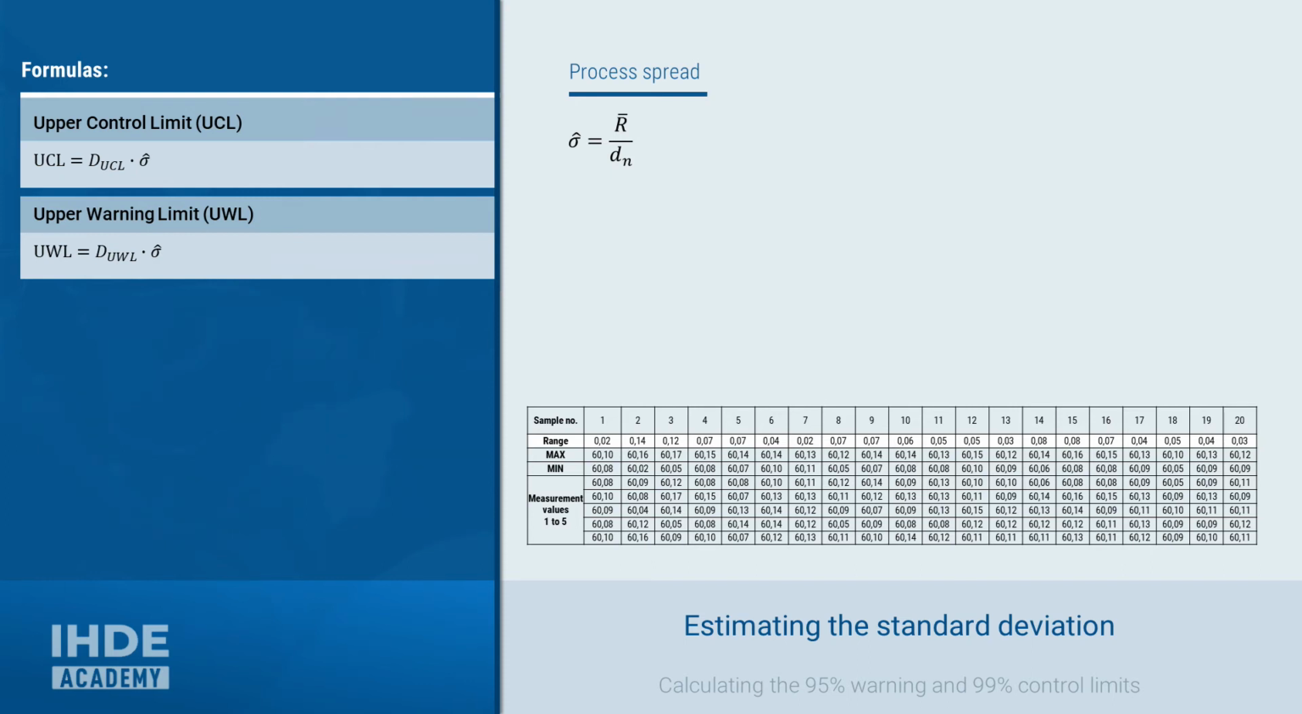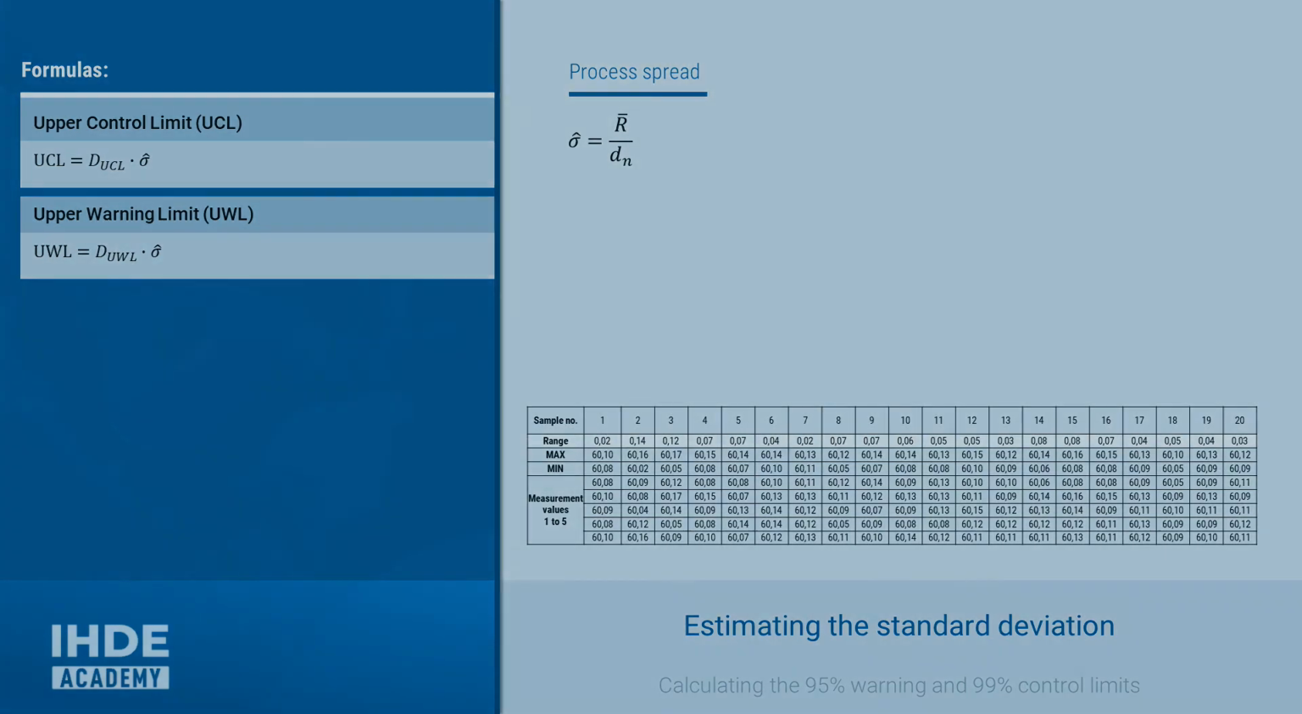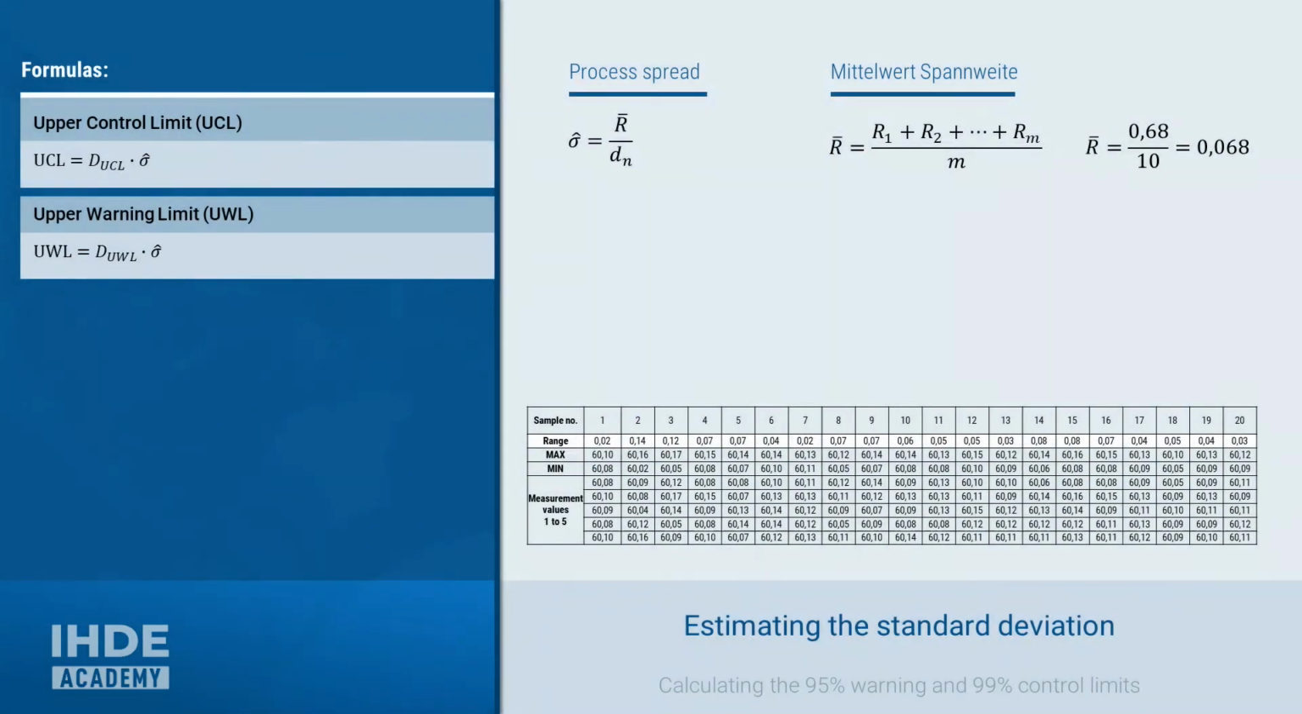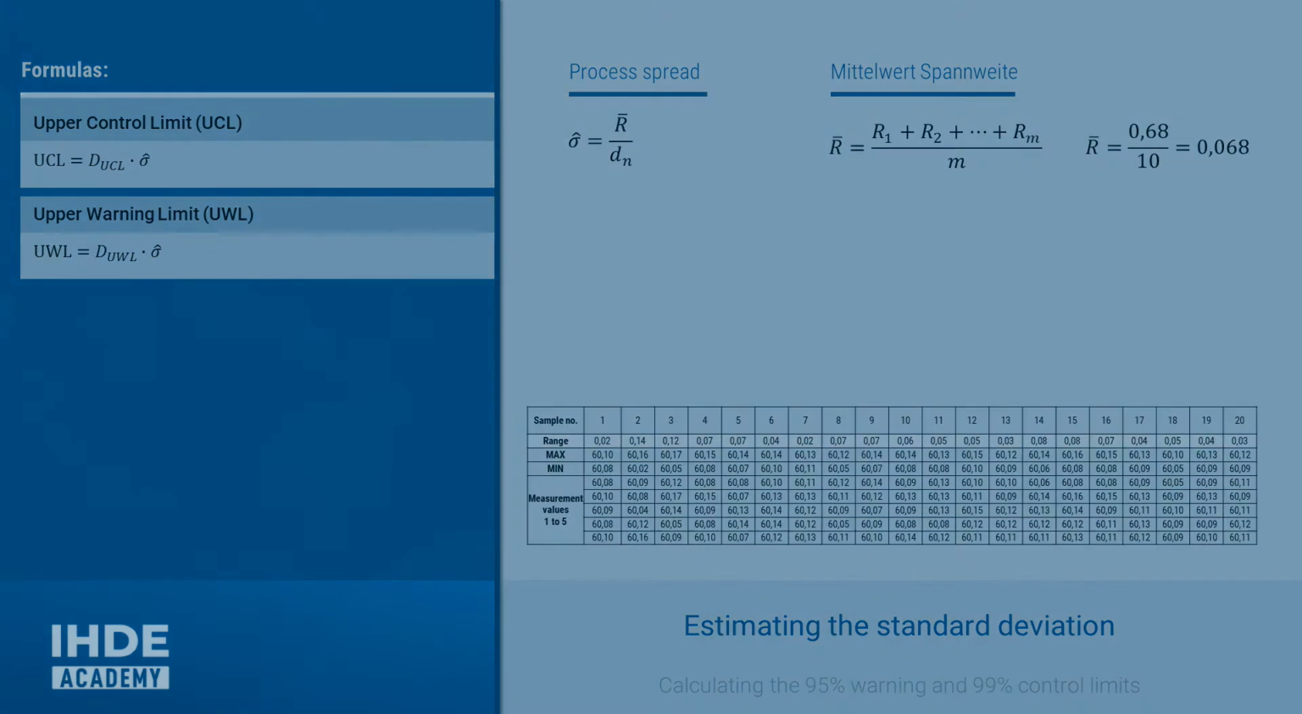So, an alternative method of estimating the standard deviation can be done using the mean of the ranges. For this, you need the denominator dn, which depends on the sample size and can be found in tables. If we calculate the mean value of the ranges for the first 10 random samples, as shown here, we get a value of 0.068 mm.